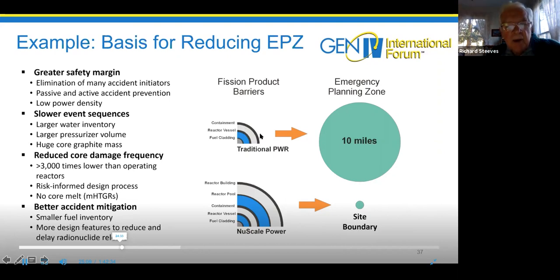And because that could theoretically, under some circumstances, maybe lead to some release of radioactivity, they've designed an emergency planning zone of 10 miles. But now with all of these extraordinary barriers and placing it underground, the site boundary is about 1/10 or less of that, with better accident mitigation, reduced core damage frequency, and smaller volumes. So that will make them easier to install at numerous sites, some islands offshore and that sort of thing.